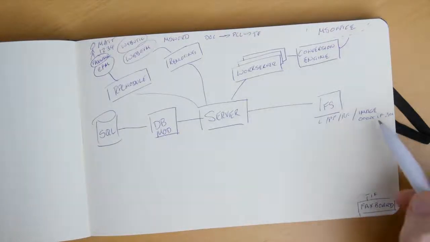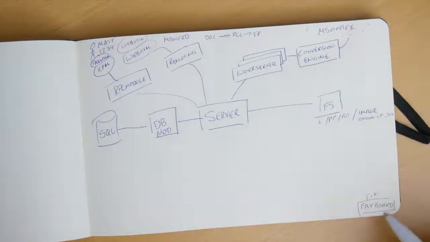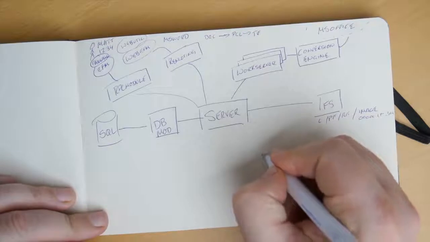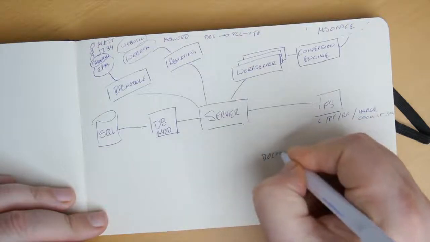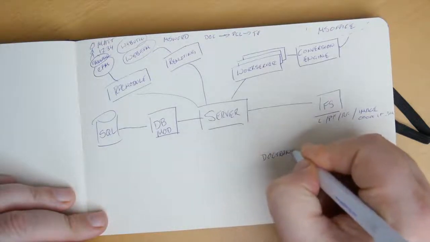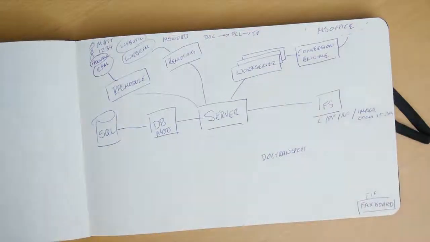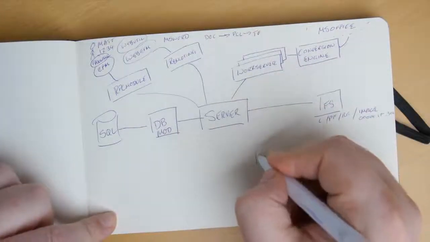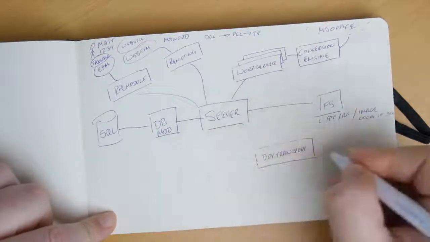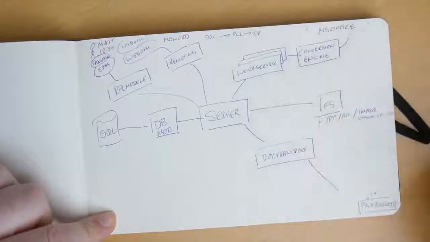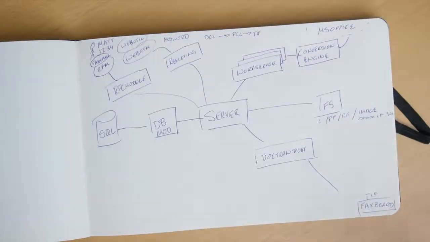So we've got our image file, and now we need to hand it off to the fax board. To do that, we go through another module, and that module is called DocTransport. The server module talks to DocTransport, and DocTransport talks to the fax board. Okay.